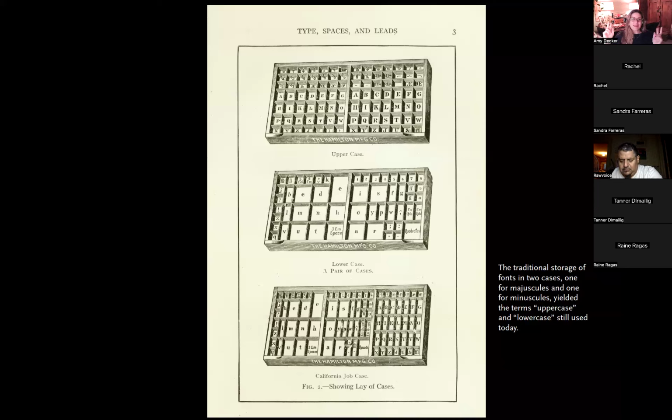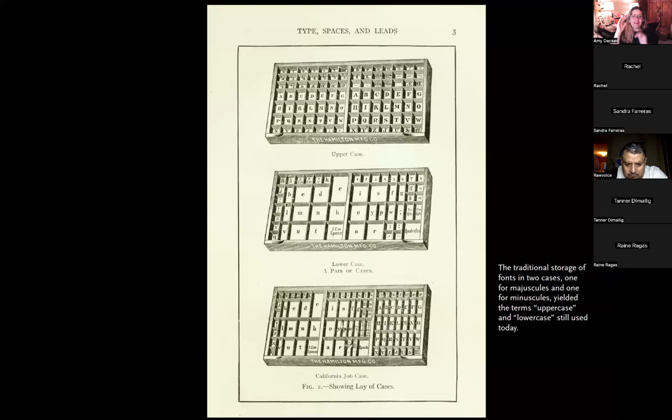And so those two terms, majuscules and minuscules, have gone away. And we all now refer to them as uppercase letters and lowercase letters. And it's based on these cases. The very bottom one in this example is called the California job case. And that's where they actually had them sitting side by side. So you could fit a lot fewer letters in there, so you would do smaller projects. So they were sitting side by side.